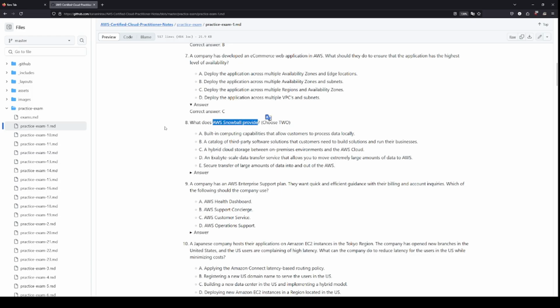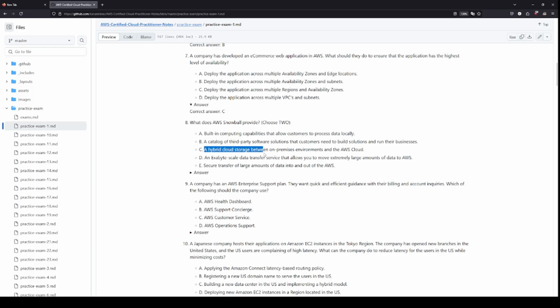So we know it has something to do with data transfer, but there are different tiers to this. So let's go through and read. A, built-in computing capabilities that allow customers to process data locally. So data is a keyword, but the Snow services are not for processing data, it's for moving data. B, a catalog of third-party software solutions that customers need to build solutions and run their businesses. This has nothing to do with it, all right?